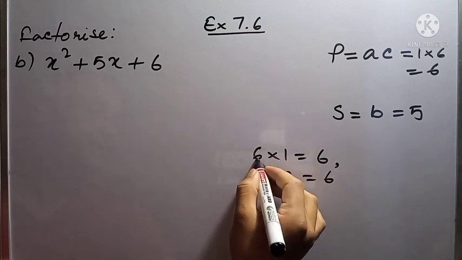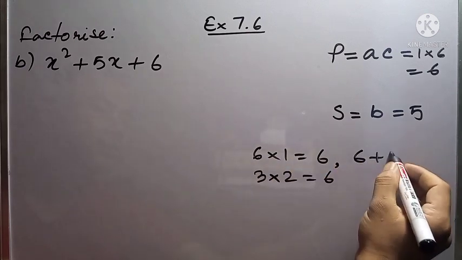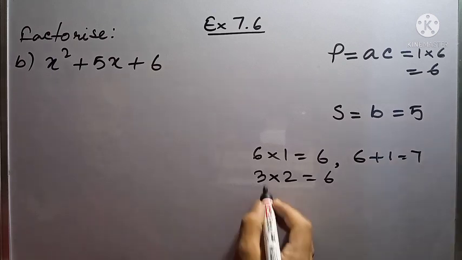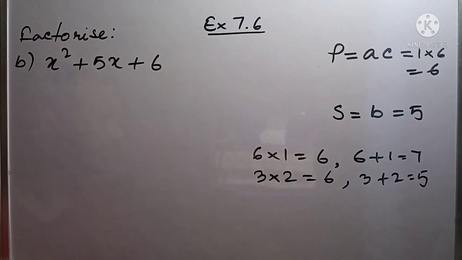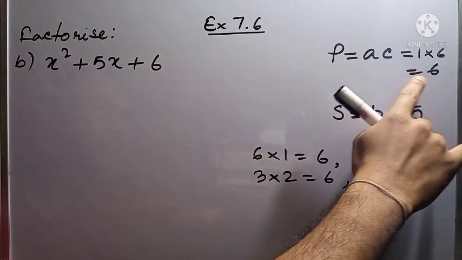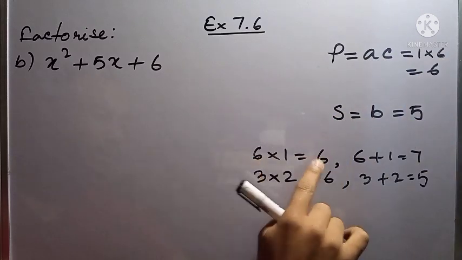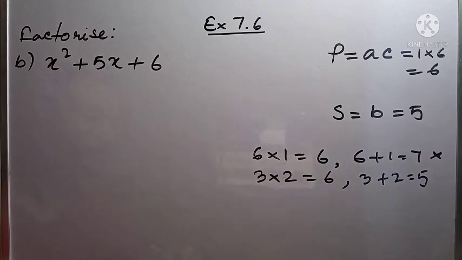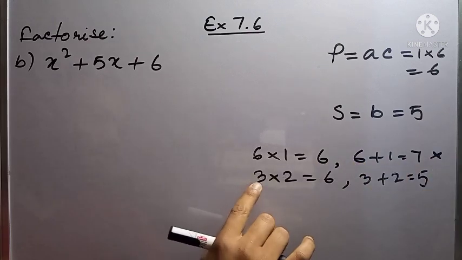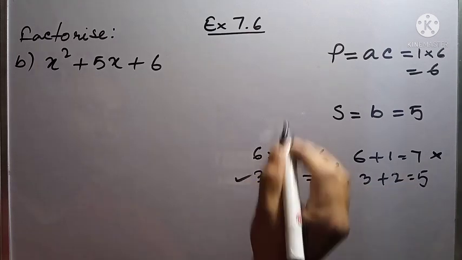But let us add these two numbers and see how much we get. 6 plus 1, we get 7. 3 plus 2, we get how much? 5. But according to the condition, how much do we need? When we multiply, we need to get 6, and when we add, we need to get 5. So for the first pair, when we multiply, we get 6, but when I add, I get 7. So I'm going to reject this. I won't use it. But in the second one, when we multiply, we get 6, and when we add, we get 5. So this is the perfect pair.